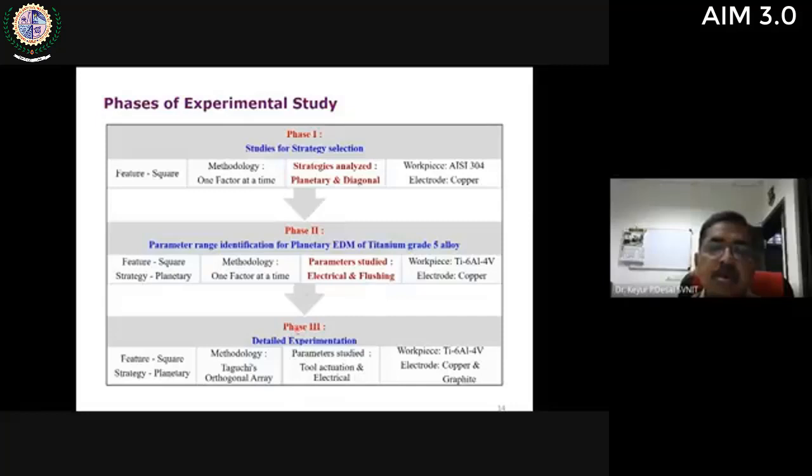In the third phase, we carried out detailed experimentation for the same cavity, and we adopted a Taguchi orthogonal array just to reduce the number of experiments. We studied the tool actuation parameters and the electrical process parameters on the same material, but we tried with different tools.